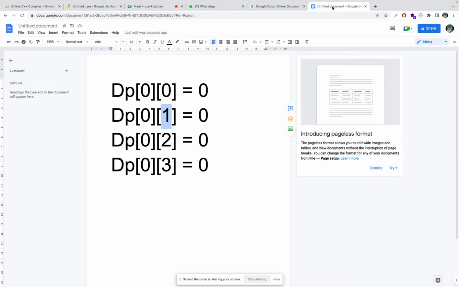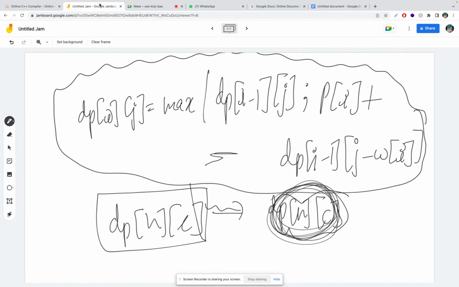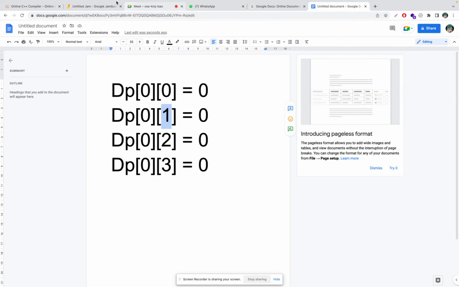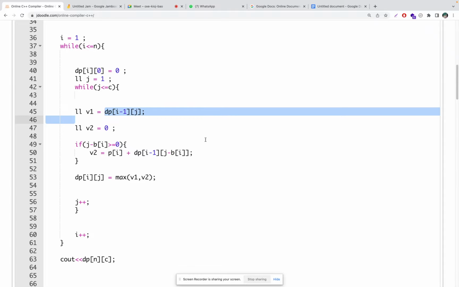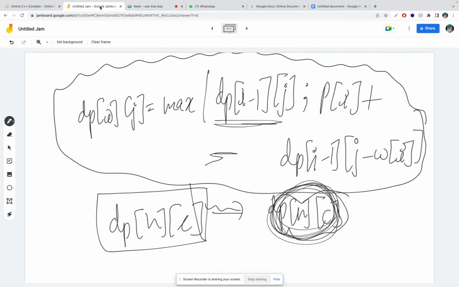Bhaiya, I had two options. What were the two options? dp[i-1][j]. So see, I have written the first option here: dp[i-1][j]. Yes or no? Yes.